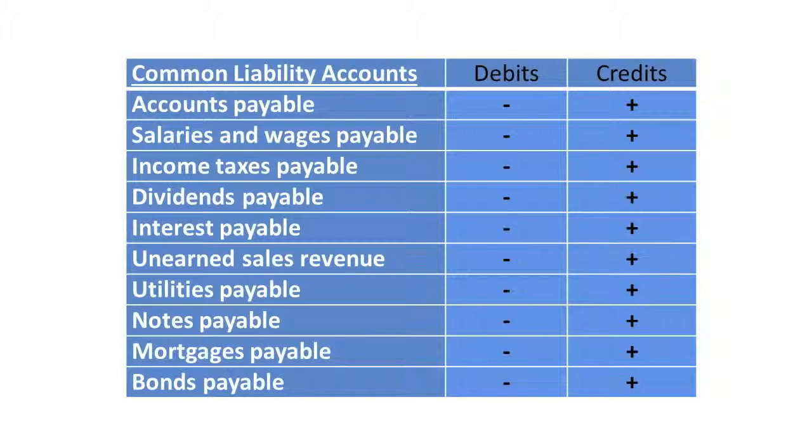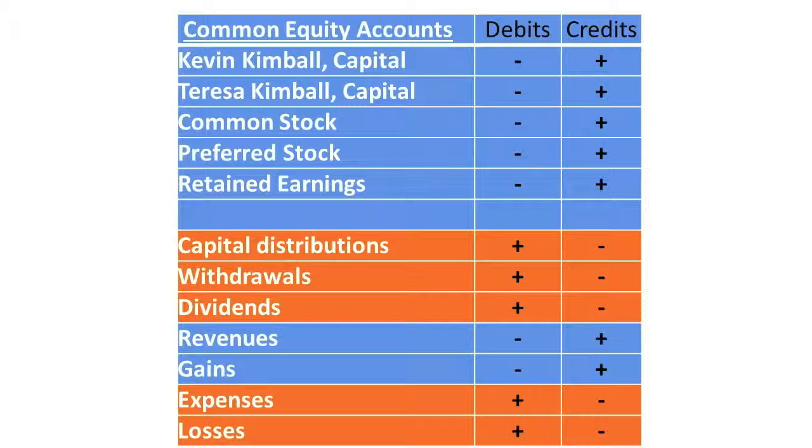Common liability accounts. I've already introduced these in the course. You need to go back and review that, but just remember these are liabilities that are increased with credits. These are the common equity accounts like capital, common stock, preferred stock, retained earnings. These are all increased with credits, and the revenues and gains are increased with credits.